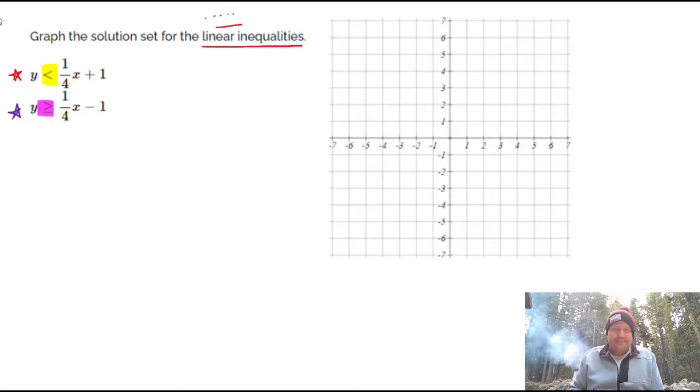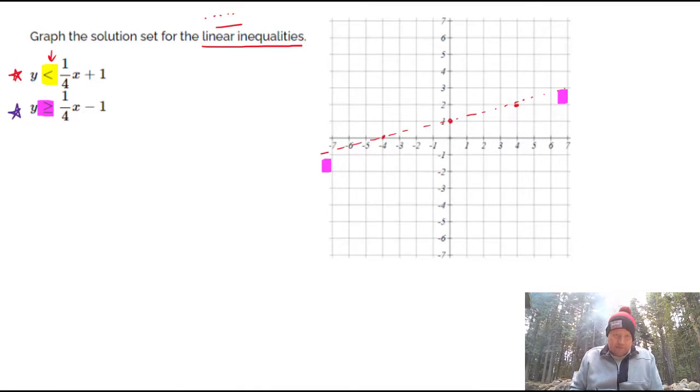The red one is in slope-intercept form, so it starts at 1, and then it's got a slope of 1/4. So we're going to go up 1 and over 4, and I'm also going to go down 1 and over 4. And this is a dotted line, and it moves in this direction here. And it's shaded less than, which means it's going to be underneath the line. So here's what I'm going to do. I'm just going to put a couple of marks down there to let me know that on that red line, we're shading on the bottom.